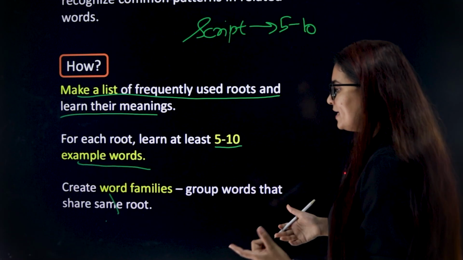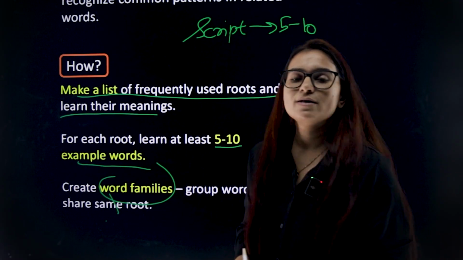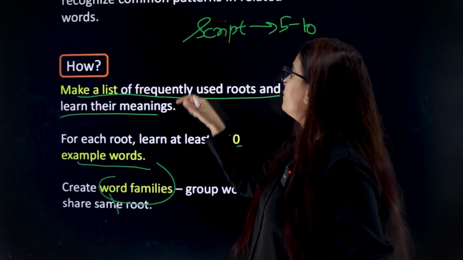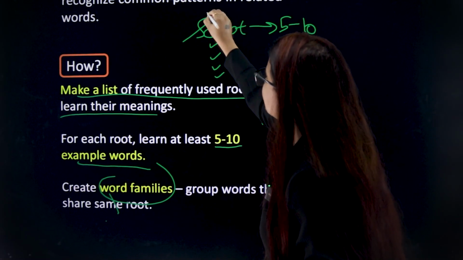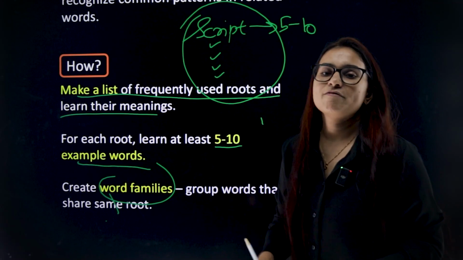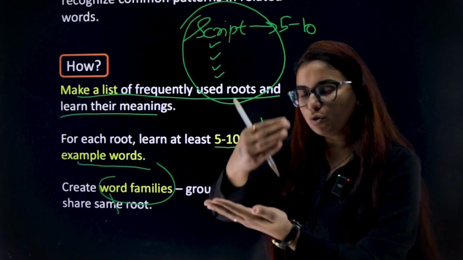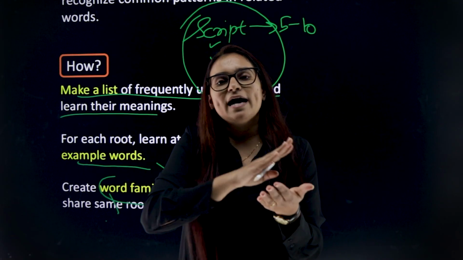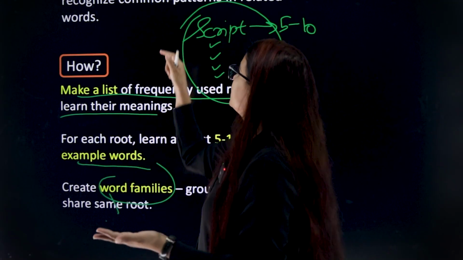Now what next? Next is create word families. Group words which share the same root. If I have script, if I write 5 words at the bottom of it, this becomes a word family. It becomes a family. Next time, if I look at all of these words, I can immediately understand the root and I'll be able to guess their meanings.